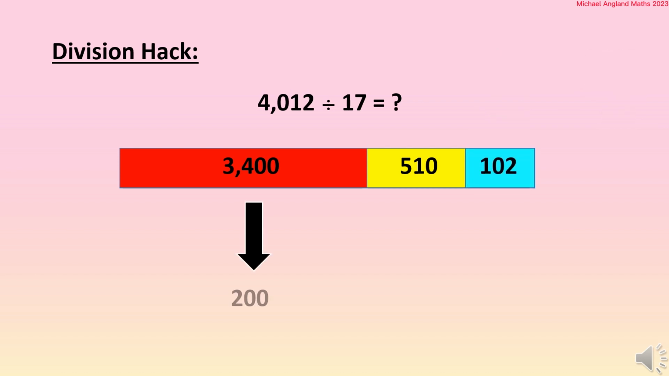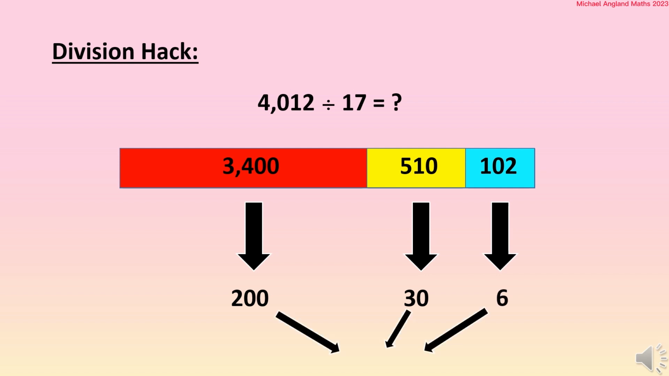3400 divided by 17 we know is 200. 510 divided by 17 we know is 30. And 102 divided by 17 is 6. Reconstituting those together, we get 236.